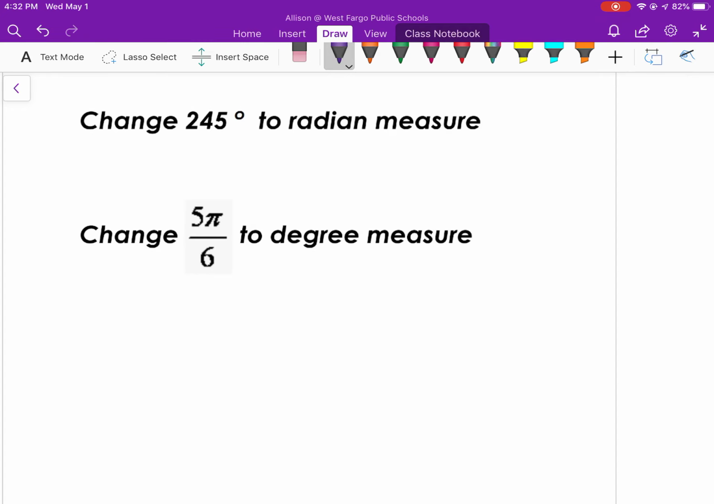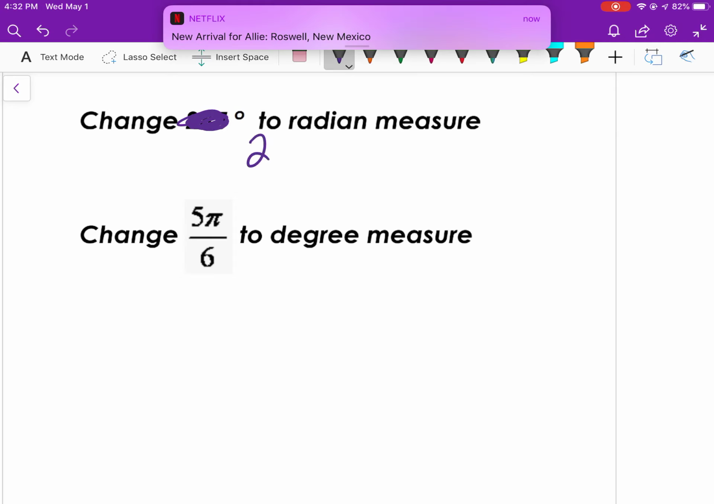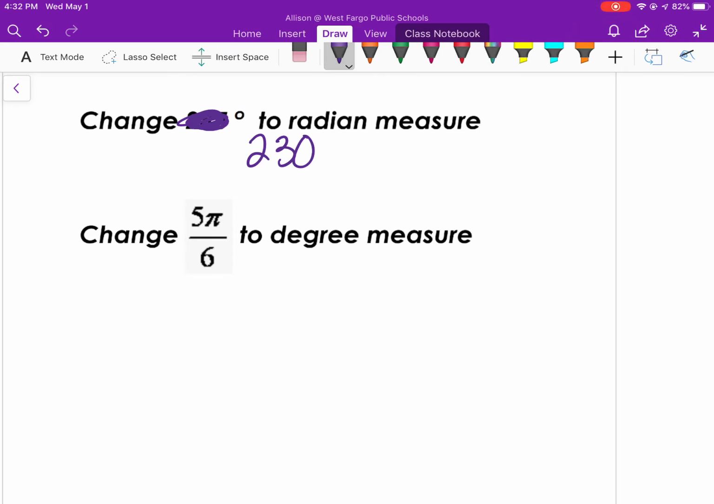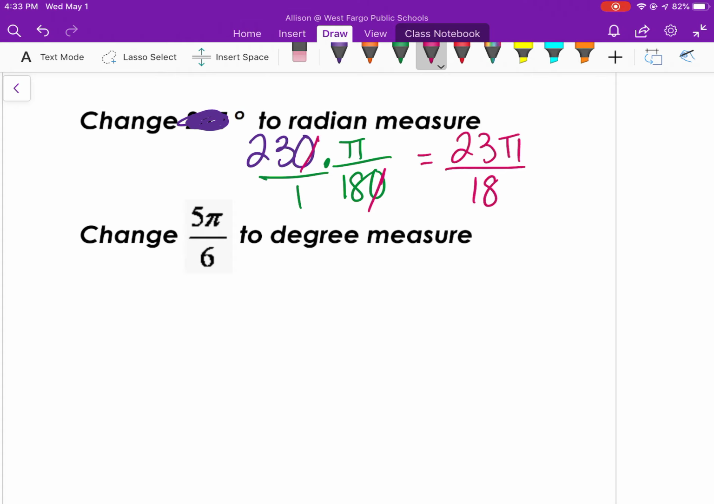Okay, changing to radian measures. I'm actually going to change this from 245 to 240, or let's do 230. I just want something that ends in a 0 so that it's a little bit easier to work with without a calculator. If I want radian measures, I need to multiply by pi over 180. Pi is radians, 180 is degrees, so I'm canceling out the degrees. Then I can divide them both by 10 and get 23 pi over 18. I guess that's as far as I can go with that one.